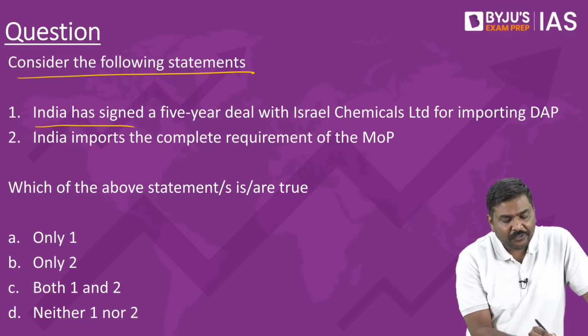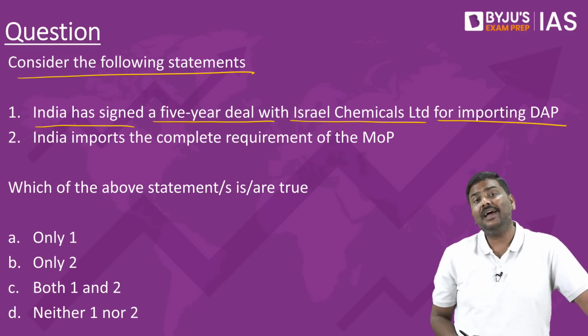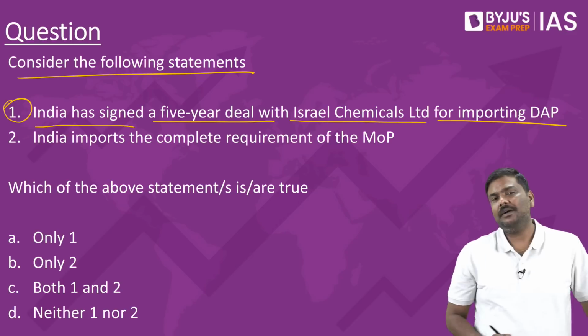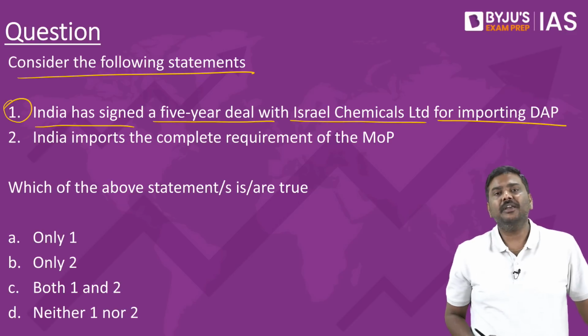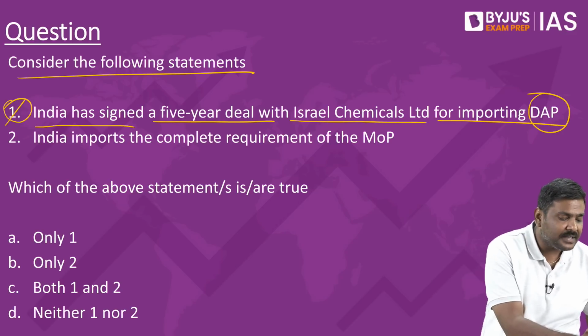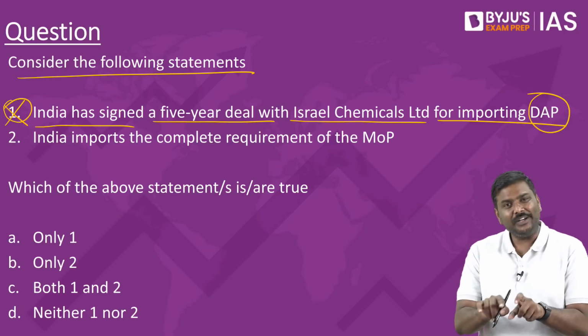India has signed a 5-year deal with Israel Chemicals Limited for importing diammonium phosphate. It was there very recently in the newspaper. But understand the statement here. It is regarding diammonium phosphate. Statement 1 is wrong. Sorry, what is the fact then? Right? Don't tell us half of the answer.